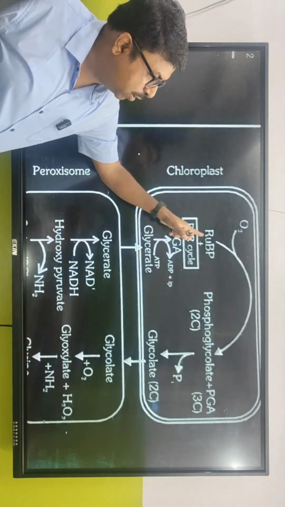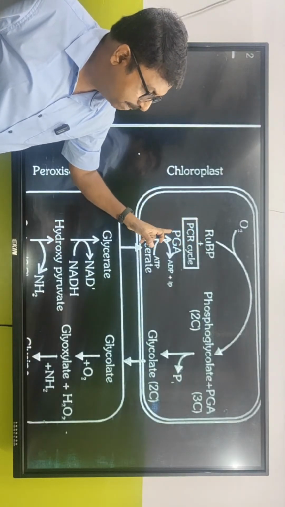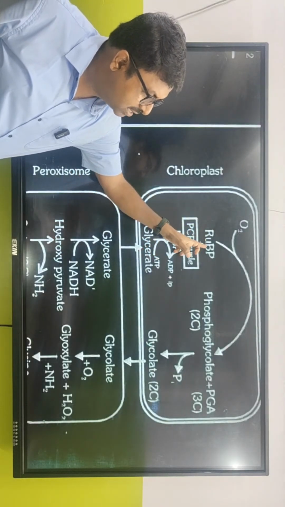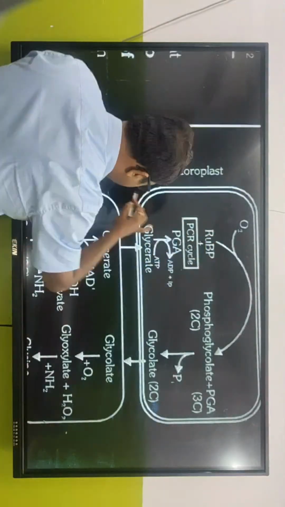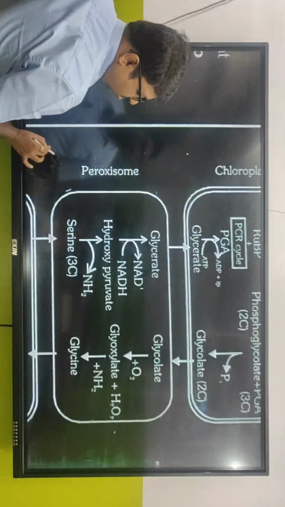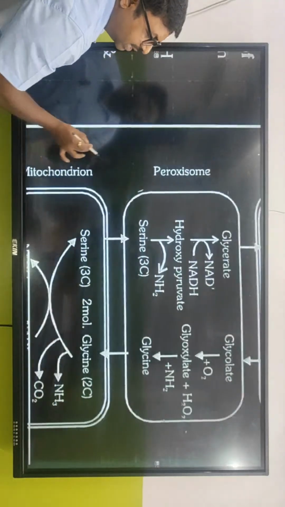See, from PGA, in the PCR cycle, ultimately RuBP is formed. So how many cell organelles were needed? There are 3 cell organelles which are required.